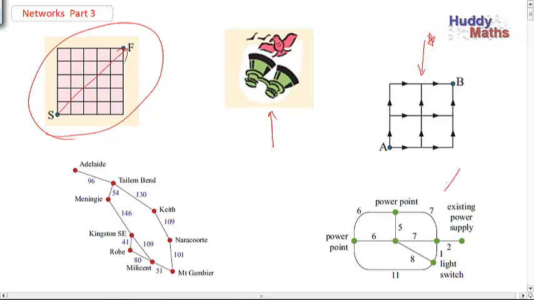And down here, same sort of stuff again. If we're wiring a house and we've got a room which has a light in the centre of it, a power point on two walls, what's the best way of cabling that from the existing power supply so that it goes through a switch and also delivers power to those points within the house in the most economical and cheapest way in terms of cabling?